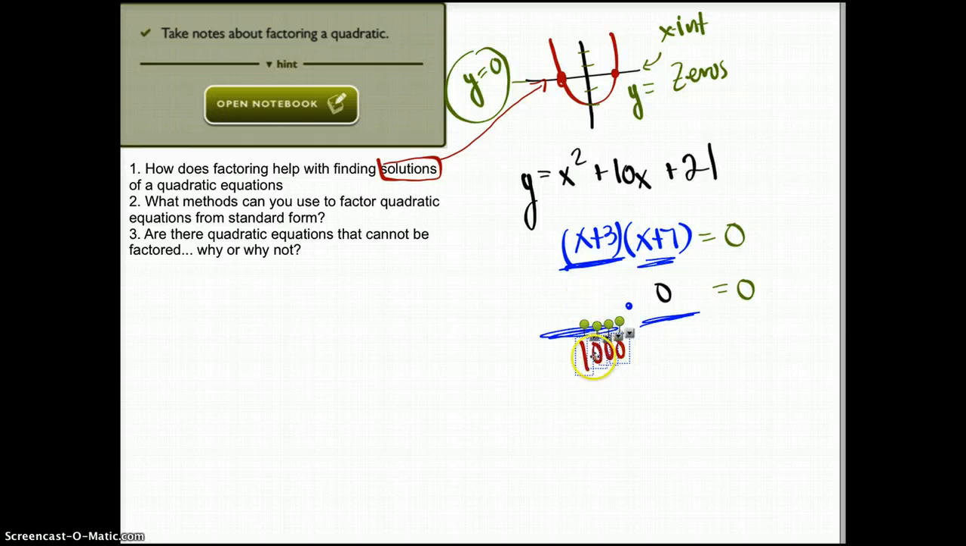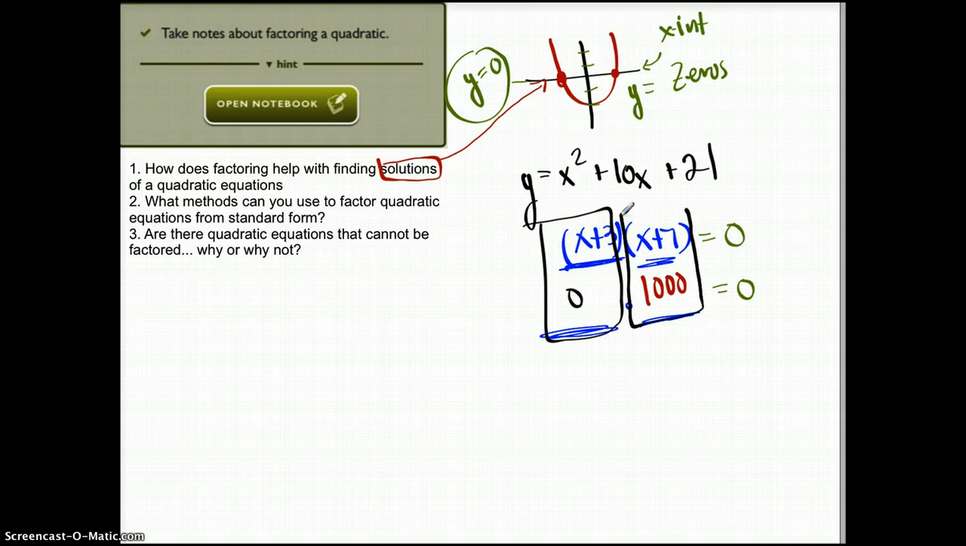Now let's change the possibilities. Let's say the second number was 1,000. What must the first number be in order for this equation to be true? Not negative 0. There's no such thing as negative 0. It must be 0. The one thing that doesn't change for either of these equations is that either this first number must equal 0 or the second one must equal 0. One or the other.